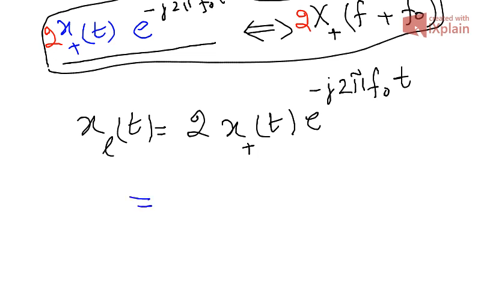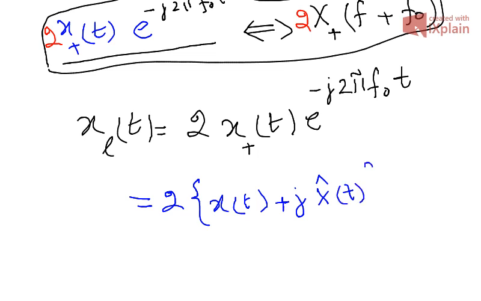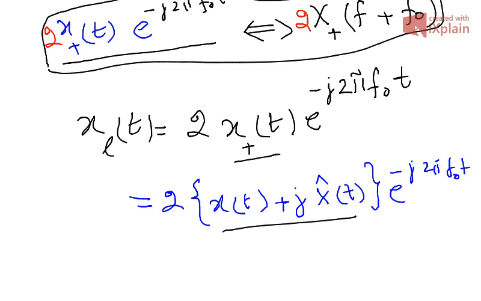Now we already have this x positive of f. We have already derived x positive of f, and we said that our x positive of f is actually our x of t plus the Hilbert transform. Imaginary part is the Hilbert transform, and here we have the same 2 pi f naught t. We just substitute x positive of t from the above equation. We just saw this equation.